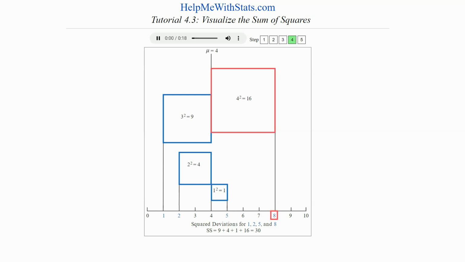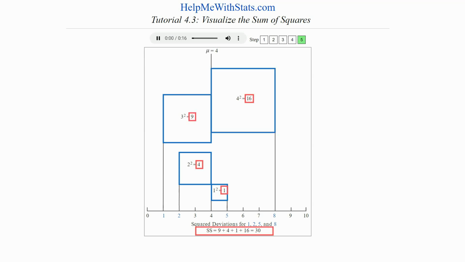The last score is 8. As we can see, the score of 8 is 4 units away from the mean of 4. The deviation of 4 is then squared, which is indicated by the red square. The area of the red square is 16 units, because 4 squared equals 16.